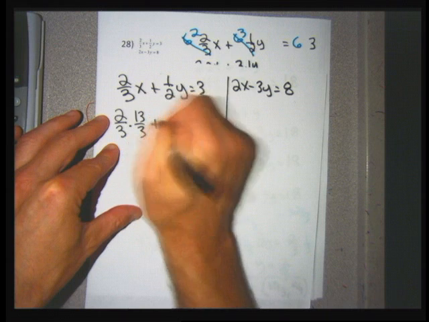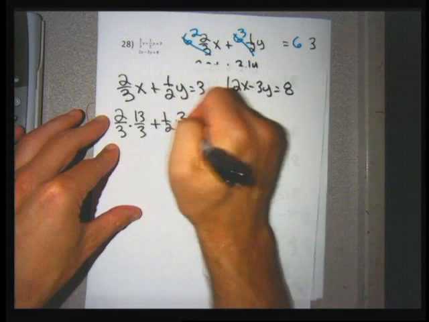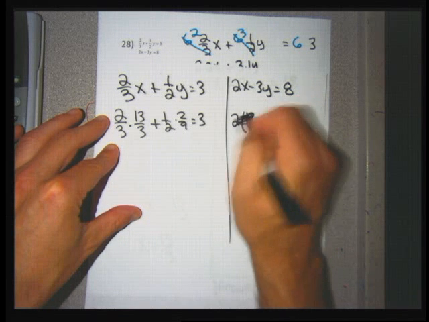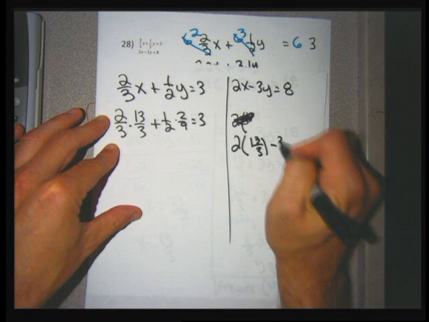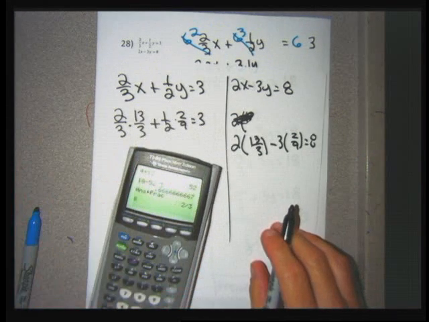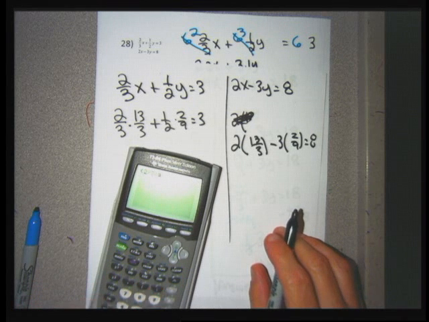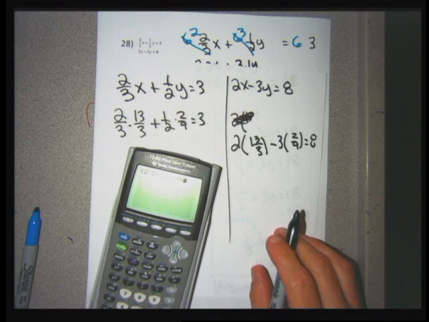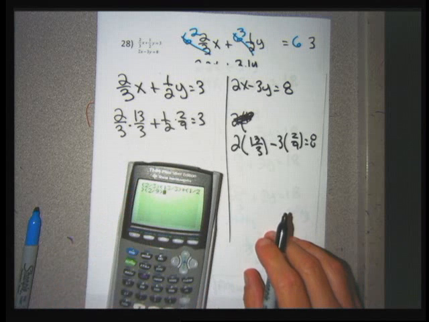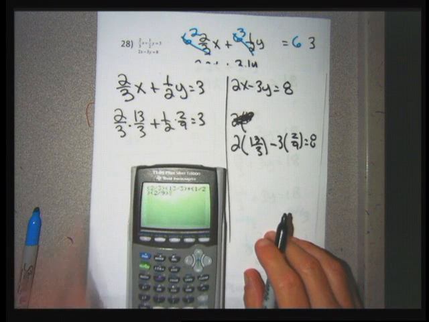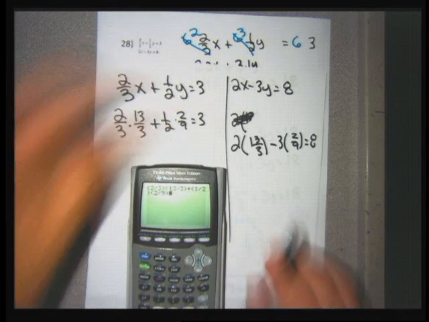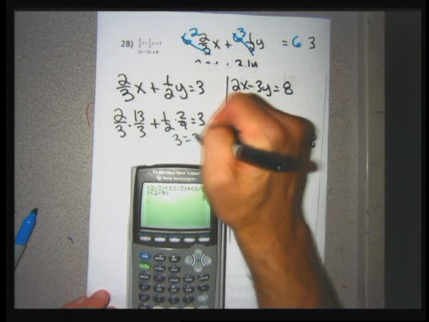It's supposed to be the case that 13 over 3 works for x, so I'll go 2/3 times 13 over 3 plus 1/2 times 2 over 9 equals 3. Purely on the calculator, I put each fraction in its own parentheses. So I'm going to go parentheses 2 divided by 3, then parentheses 13 divided by 3, plus parentheses 1 divided by 2, parentheses 2 divided by 9. When I hit enter, I get 3 equals 3, so that works in that one.